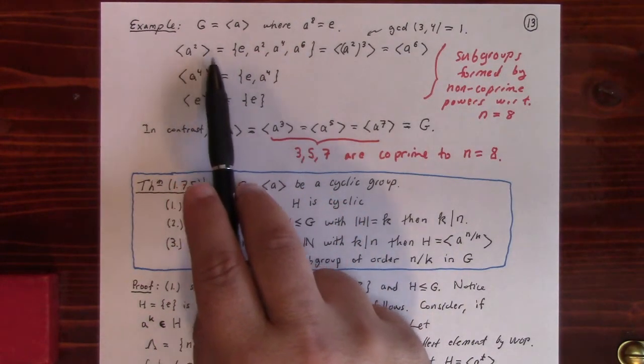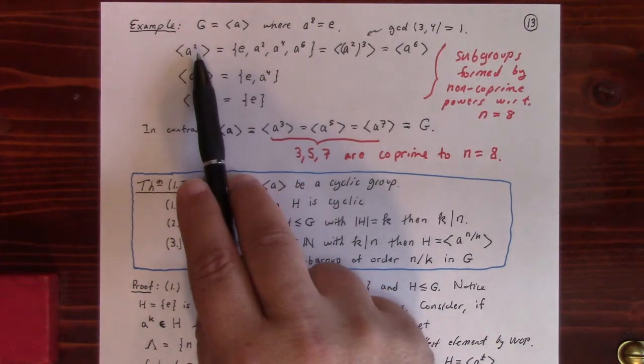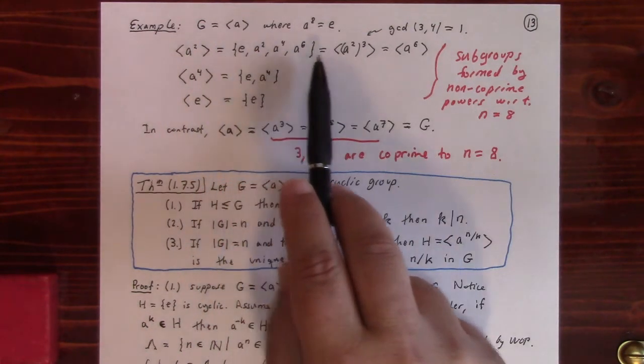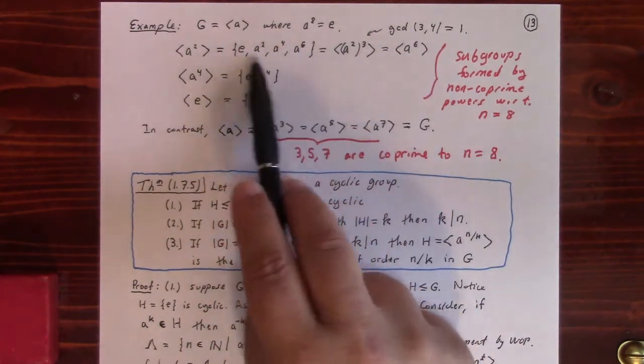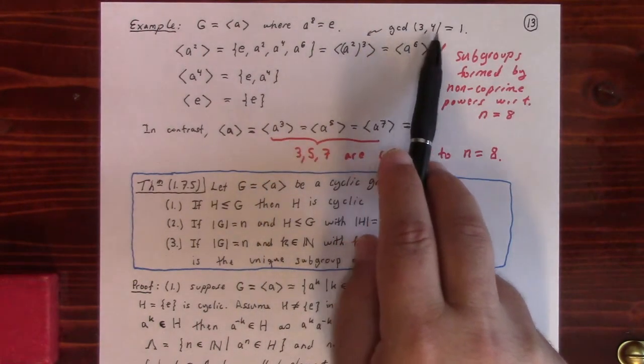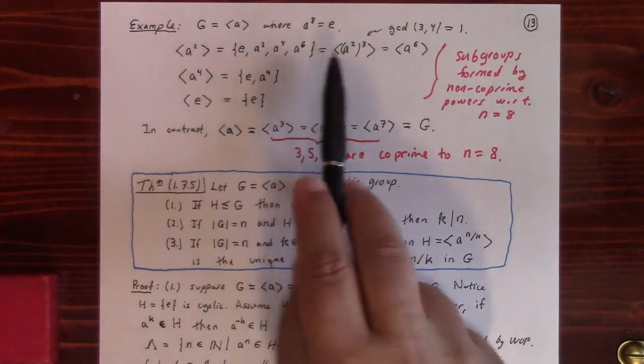That's not going to be all of G, is it? Because the order of G was 8. On the other hand, the GCD of... here I'm pointing out, I know this is a group of order 4, so the fact that the GCD of 3 and 4 is 1 means that I could also take the third power of a squared and also get a generator.